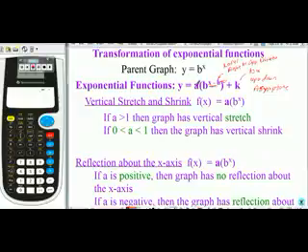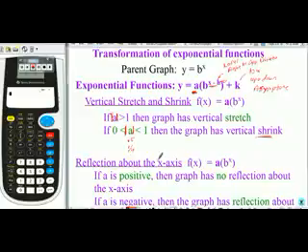My a tells me if it's a stretch or a shrink. So if the absolute value of my a, should have been absolute value signs here, is greater than 1, then it is a vertical stretch. If 0 is less than the absolute value of a, which is less than 1, so in other words, I have a decimal like 0.5 or a fraction like 1/4, a proper fraction or a regular decimal, then I have a vertical shrink for my a term. It determines stretch or shrink.